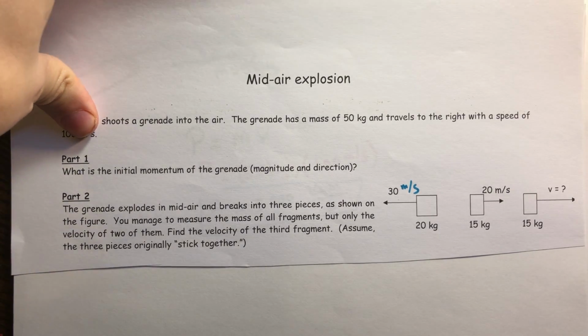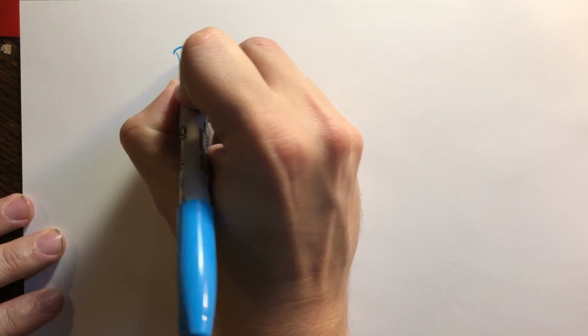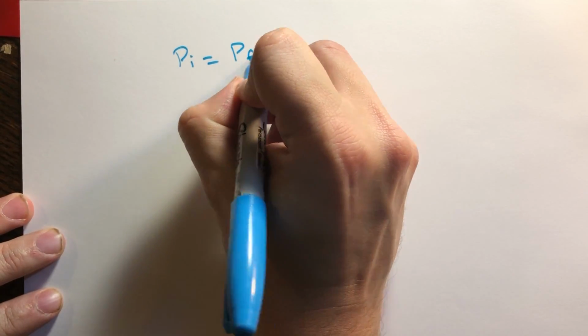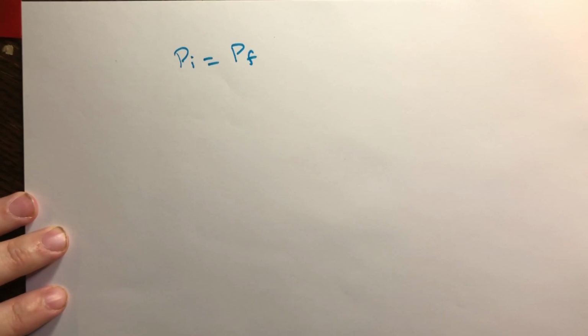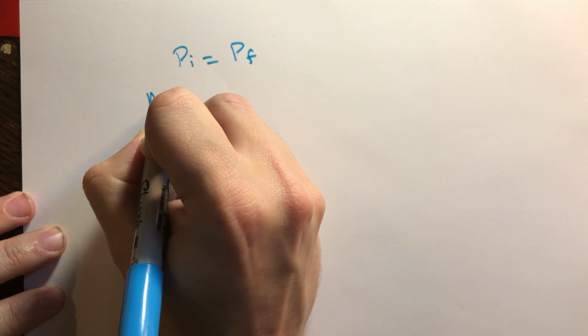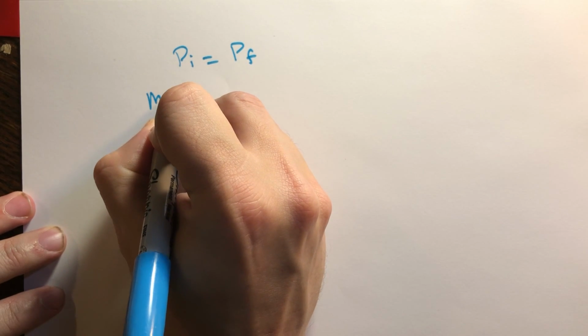So again, this is going to come down to conservation of momentum. We know that initial momentum has to equal final momentum. So let's break it out into its 3 parts. Our initial momentum is just the momentum of the whole thing, which is your initial mass times your initial velocity, which is what we actually got before. We were given that initial mass and initial velocity, and we solved for the momentum: 5,000 kilogram meters per second.